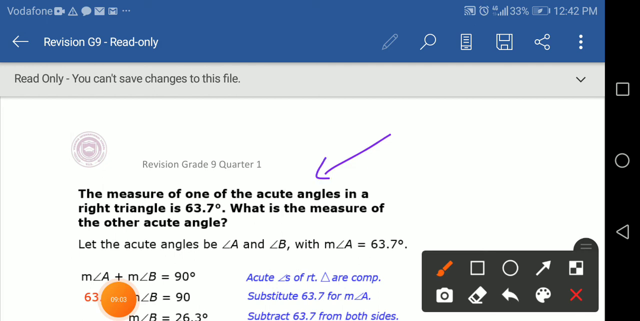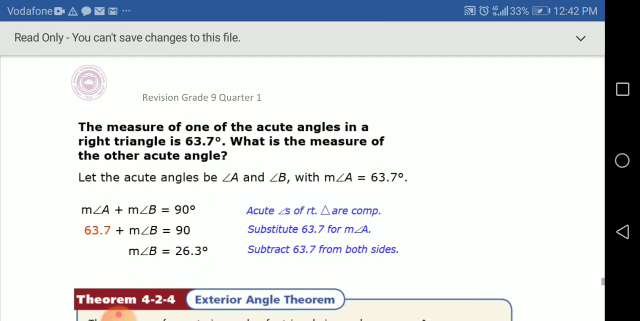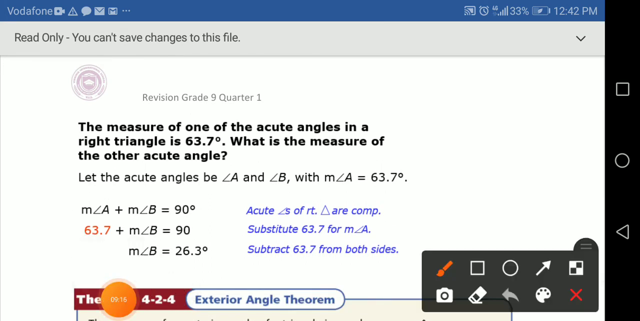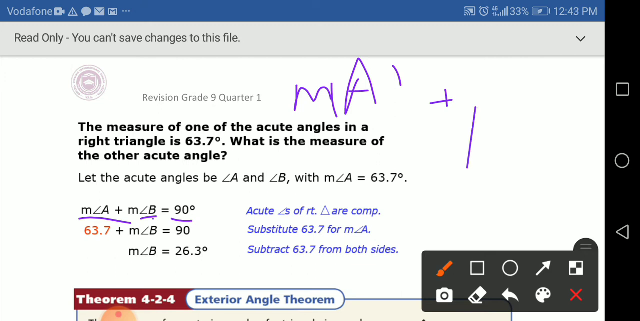Another example, and this is also important. The measure of one of the acute angles in a right triangle is 63.7 degrees. What's the measure of the other acute angle? Remember, how can we solve this? Remember when I told you that the measure of angle A plus the measure of angle B equals 90 degrees. That's the acute angles theorem, if you have a right triangle.